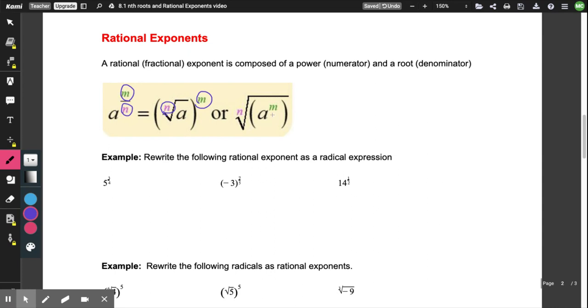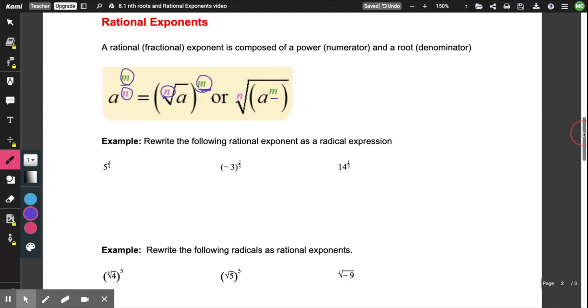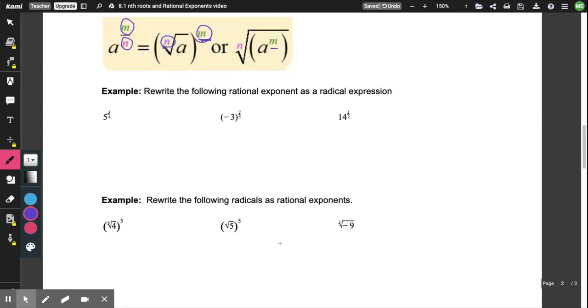Now that could be written with the power inside the radical or outside the radical like we have it here. Either one is proper. Sometimes it's easier to evaluate it if you have it on the inside. Sometimes it's easier to evaluate if you have it on the outside. So first thing we're going to do is rewrite a few expressions that have rational exponents as radicals.